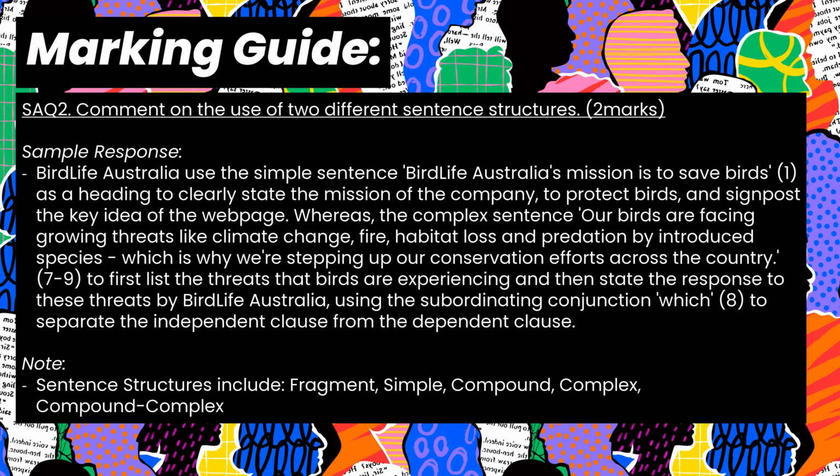BirdLife Australia uses the simple sentence, "BirdLife Australia's mission is to save birds," line 1, as a heading to clearly state the mission of the company to protect birds and signpost the key idea of the webpage. Whereas the complex sentence, "Our birds are facing growing threats like climate change, fire, habitat loss, and predation by introduced species, which is why we're stepping up our conservation efforts across the country," 7 to 9, to first list the threats that the birds are experiencing, and then state the response to these threats by BirdLife Australia using the subordinating conjunction "which," line 8, to separate the independent clause from the dependent clause.